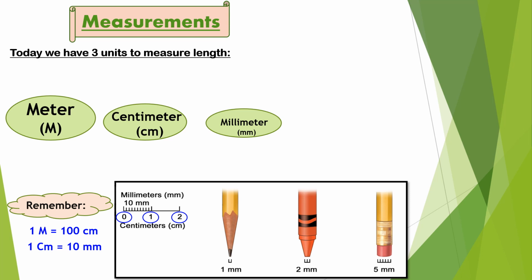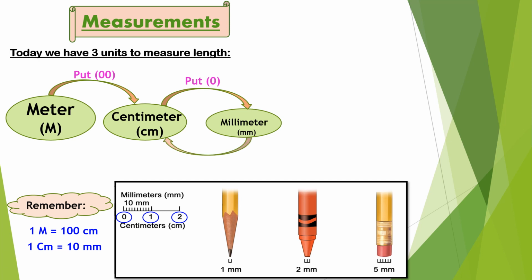So if we want to convert meter to centimeter, we will put 2 zeros because 1 meter equals 100. So we put 2 zeros from meter to centimeter, and 1 zero from centimeter to millimeter, because 1 centimeter equals 10. This 10 contains only 1 zero. So between centimeter and millimeter we will put 0.